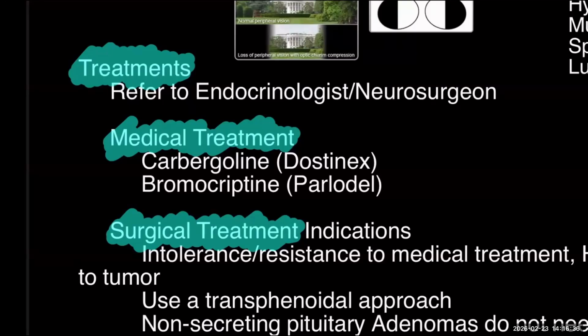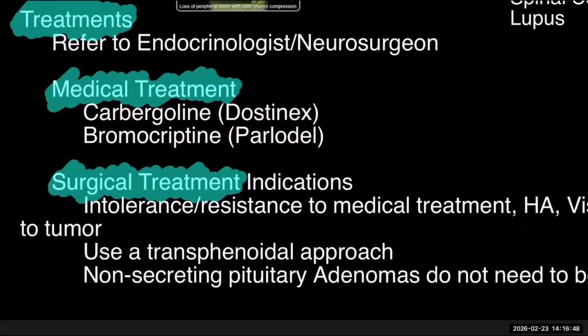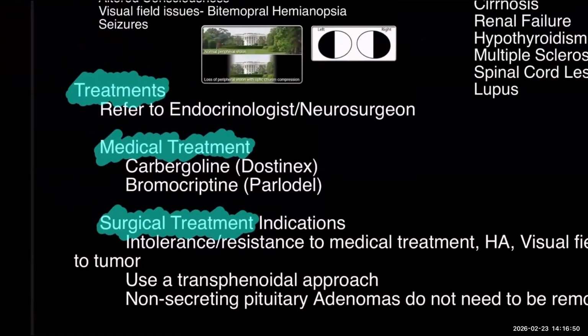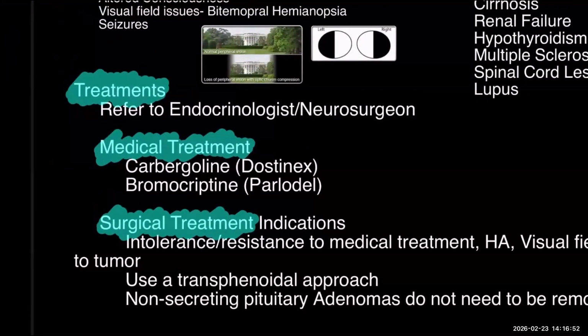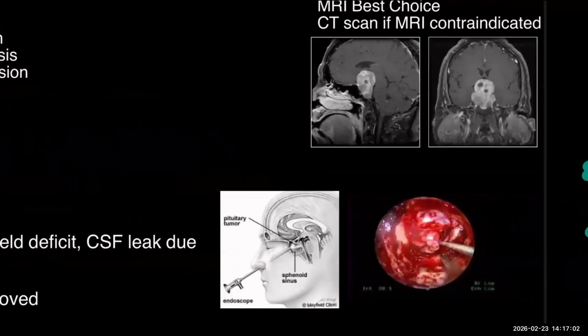Medical treatment. We give them cabergoline or bromocriptine. These are dopamine agonists. Okay, so that's what we can use. If they're not responding to the medical treatment, the bromocriptine, then you can start doing surgery. You can do a transsphenoidal approach, and we'll show some pictures of that in a second here.